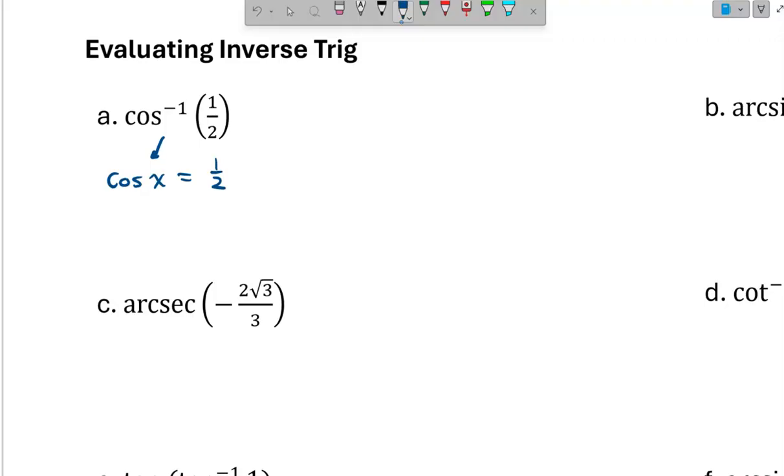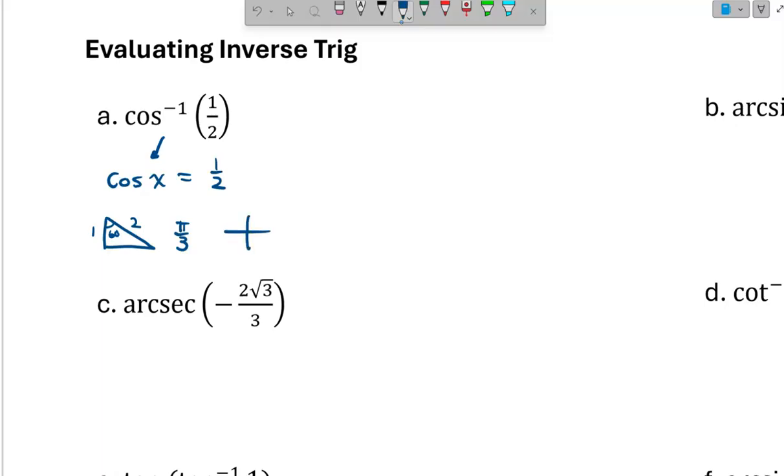Now, you can use the unit circle for this, or we can use the trig tools that you learned back in geometry and pre-calculus. And that's exactly how I'm going to phrase this. I know that my 30, 60, 90 triangle has a 1 and a 2, and so the cosine of 60 is actually 1/2. That's better known as pi over 3 in the world of radians.